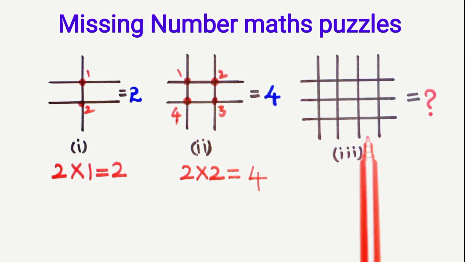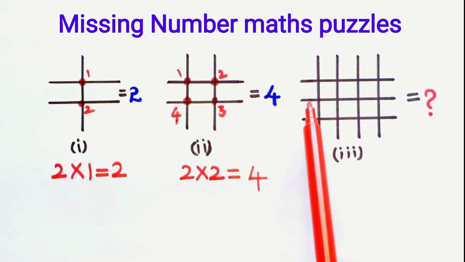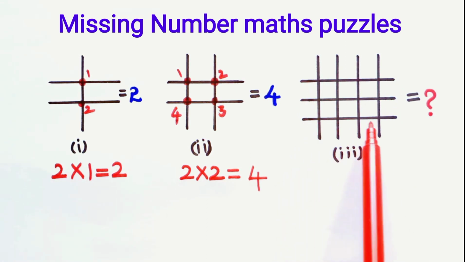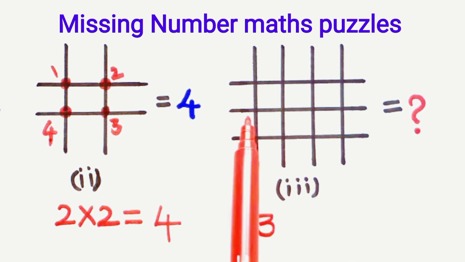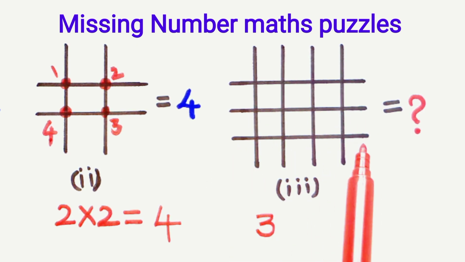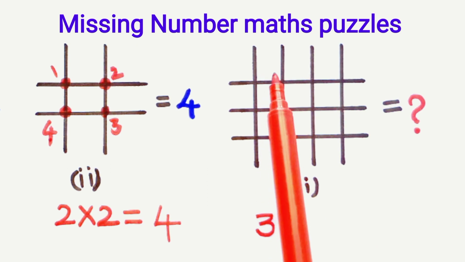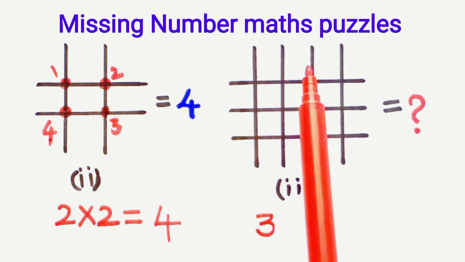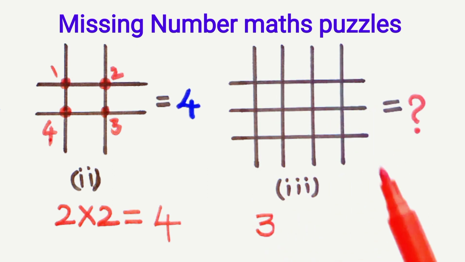Now children, look at the third figure. In this figure, how many parallel lines are there? This is 1, 2 and 3. So there are 3 parallel lines. These parallel lines are horizontal. So there are 3 horizontal lines which are parallel to each other. Now how many vertical lines are there? 1, 2, 3, 4. There are 4 vertical lines.